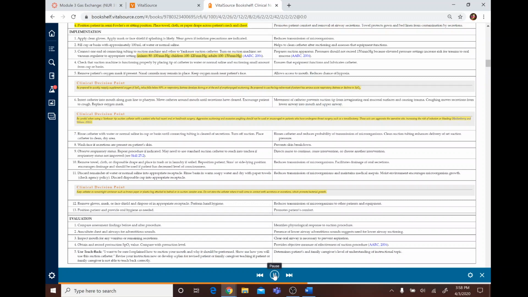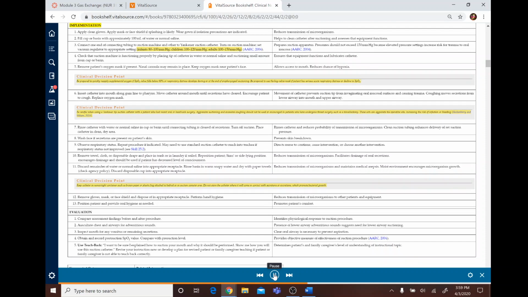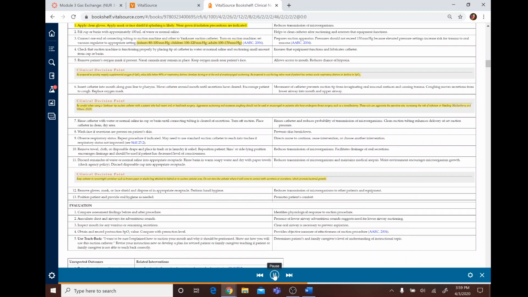4. Position patient in semi-Fowler's or sitting position. Place towel, cloth, or paper drape across patient's neck and chest. Promotes patient comfort and removal of airway secretions. Towel protects gown and bed linen from contamination by secretions. Implementation. 1. Apply clean gloves. Apply mask or face shield if splashing is likely. Wear gown if isolation precautions are indicated. Reduces transmission of microorganisms.